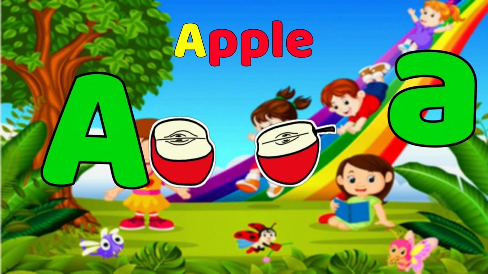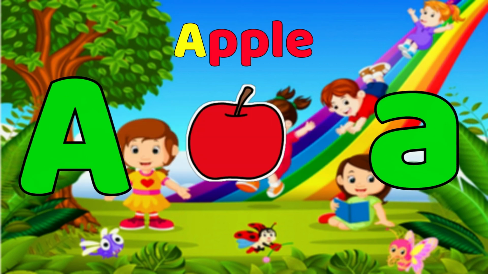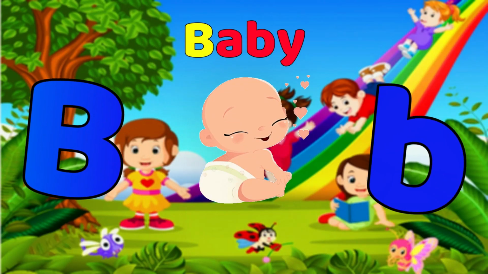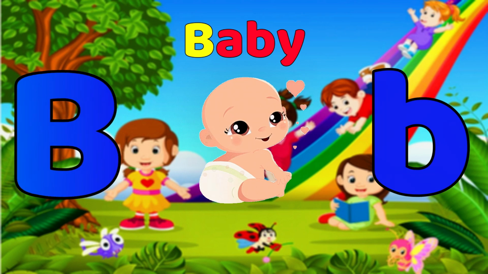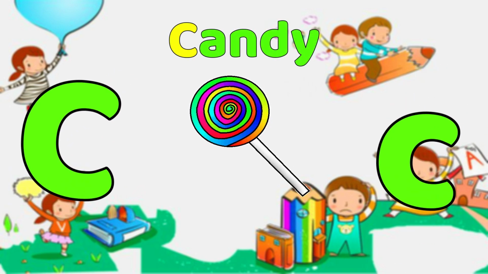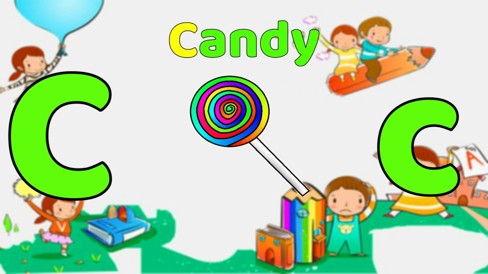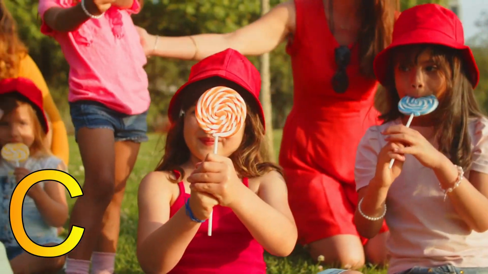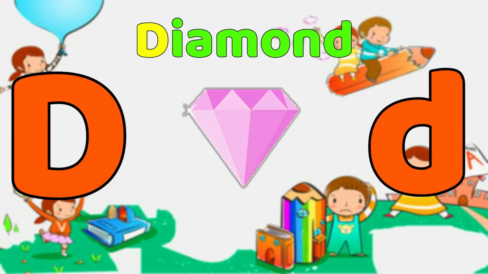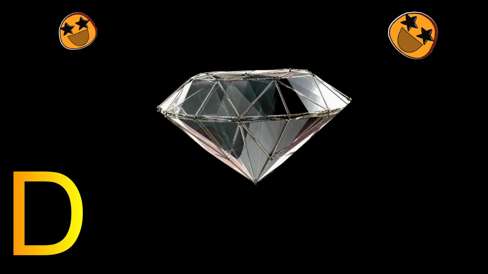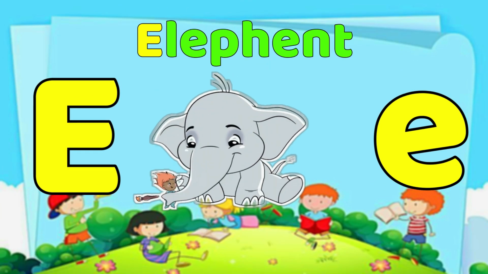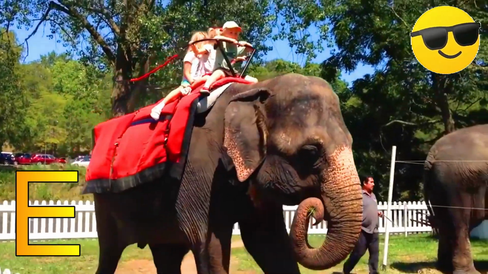A is for apple, a, apple. B is for baby, b, b, baby. C is for candy. Diamond, d, d, diamond. E is for elephant, e, e, elephant.